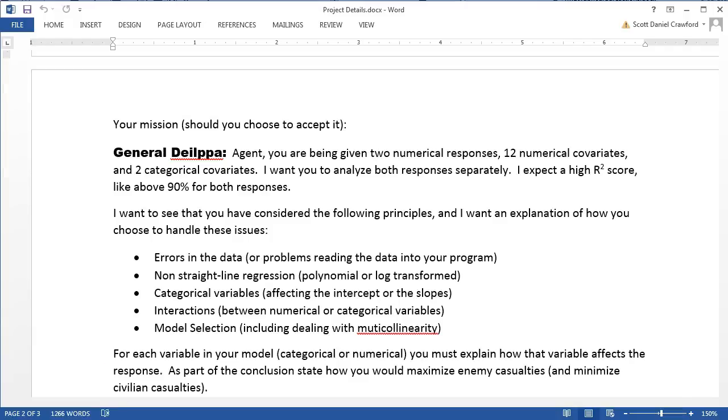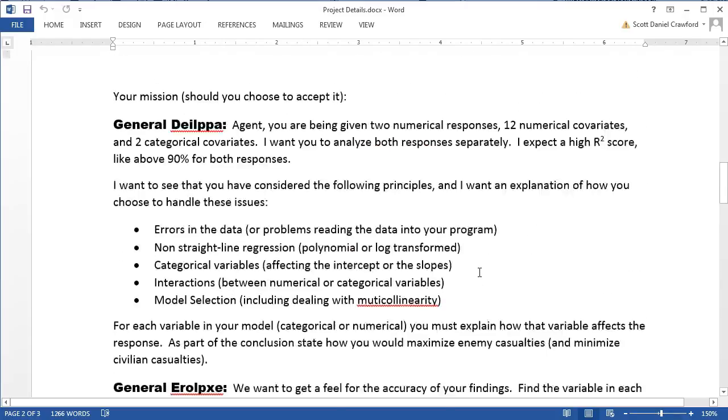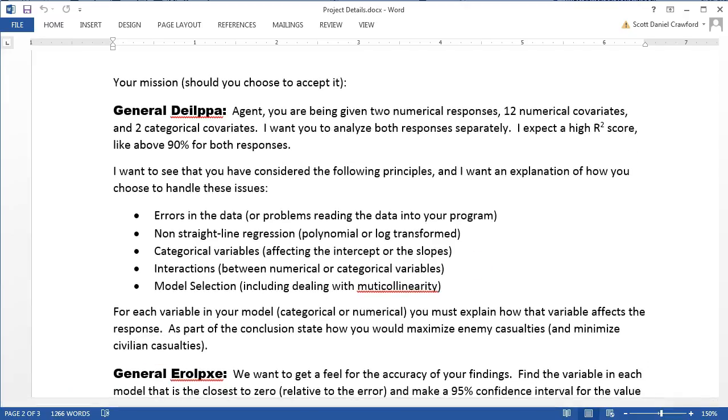Now, the client in this case is actually 4 different people, these 4 generals, and each one has a different aspect that they want you to look at or make sure that you have in your report. And so General Dilpa here is the least statistical of everyone on this committee, which is why he or she, I guess it's a little vague, but wants things like the R squared, which as statisticians we know how dangerous that can be, but still you should give the client the R squared if that's what they are looking for.